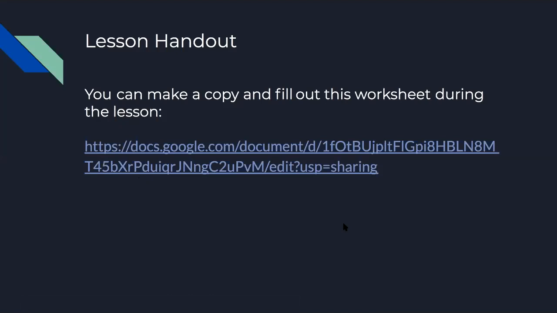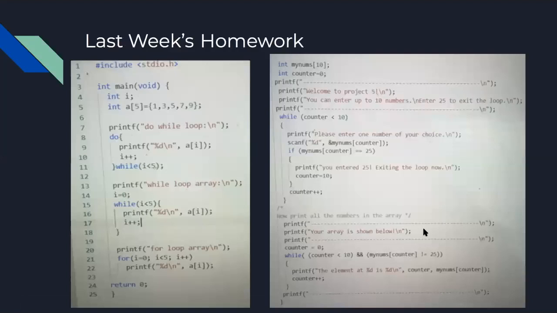Okay, so we're just gonna quickly go over last week's homework. On the left, you have the first project, which was to initialize an array of size 5 and fill it with the numbers 1, 3, 5, 7, and 9. And you were supposed to write code that traverses through the array using a while loop and displays each part of the array. Then you were supposed to do this with a do while loop and a for loop. So there's all three examples here. The do while's first, the while loop second, and the for loop is last.